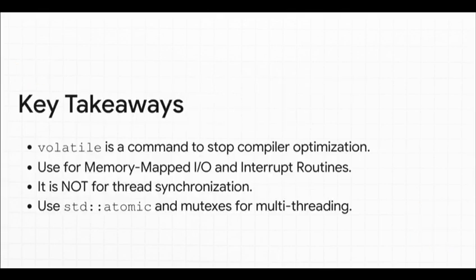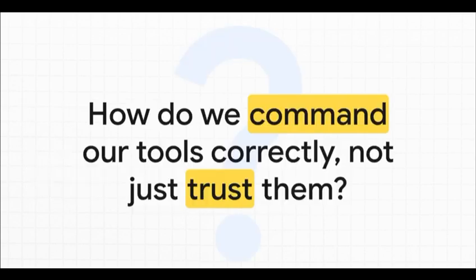So let's just wrap this all up. Remember, volatile is a command. It tells the compiler to back off with its optimizations. Its real use cases are very narrow. Think hardware interaction, memory-mapped I/O, and variables touched by interrupt routines. It is absolutely not a tool for synchronizing threads. For that, you have to use atomics and mutexes. End of story. And that really leaves us with one final thought.